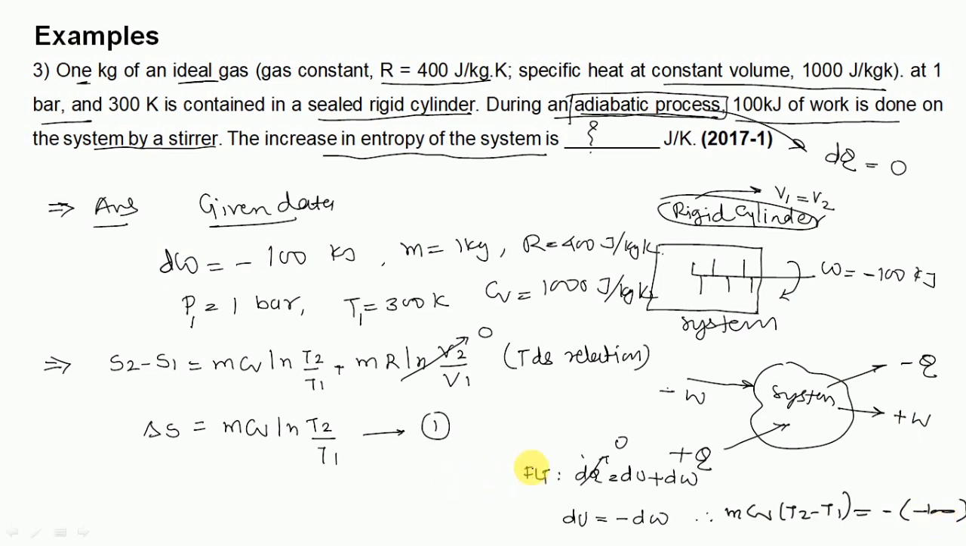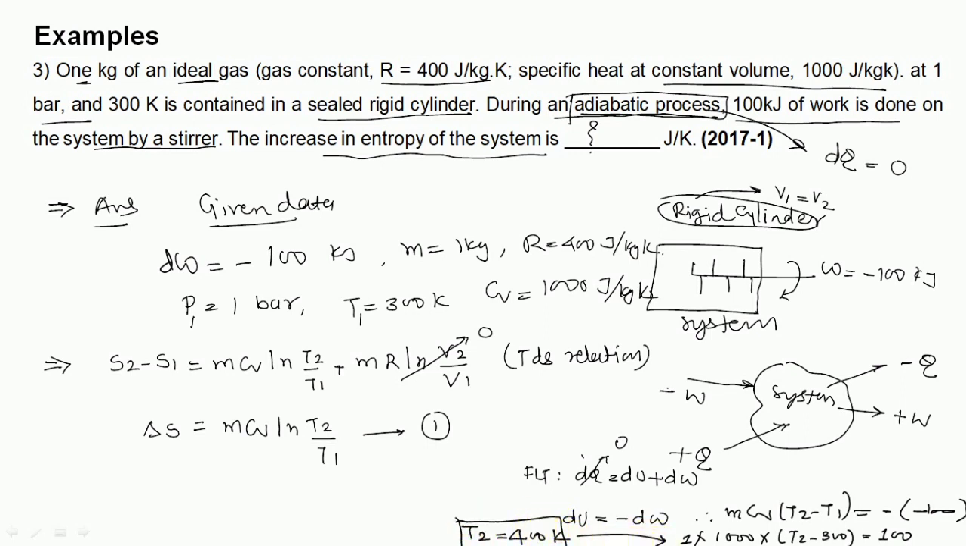So from this, if you put the value of m is equals to 1 kg, CV is equals to 1000, and T2 we need to find, T1 we have 300 Kelvin, and here it is plus 100. Now if I calculate the whole values, then we find the value of T2, and T2 is 400 Kelvin. We get the value of T2 as 400 Kelvin by solving this equation.